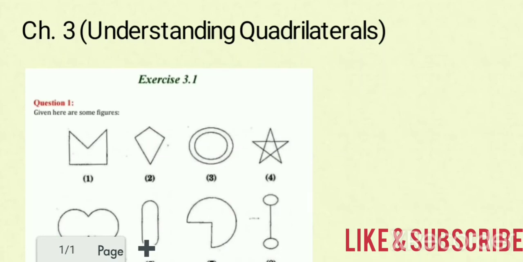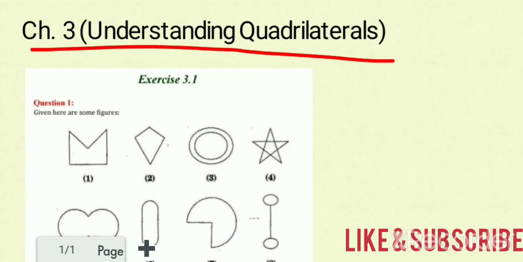Today we are starting chapter number 3, that is understanding the quadrilaterals. Quadrilaterals means ऐसा फिगर या ऐसा डायग्राम जो ग्रुप्स ऑफ लाइन यानी लाइनों के ग्रुप द्वारा बना हुआ हो, क्वाड्रिलेटर्स कहलाता है. ओके, तो इसमें वी आर अंडरस्टैंडिंग मैनी टाइप्स ऑफ क्वाड्रिलेटर्स.